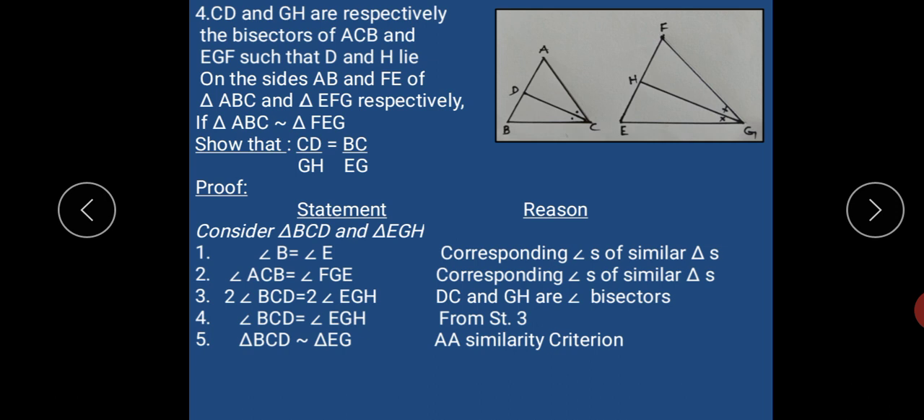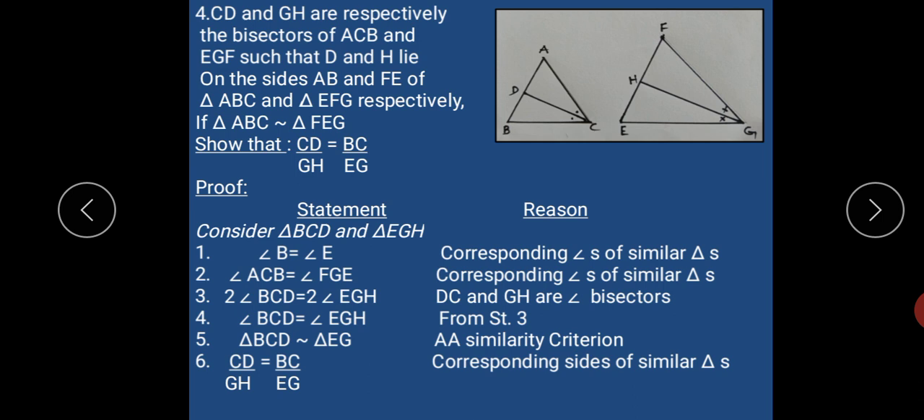But you are not asked to prove two triangles are similar. One step ahead, we can see CD from the first triangle corresponds to GH in triangle EGH, and BC corresponds to EG. Kindly write the triangle EGH in the fifth step. So the rider is over.